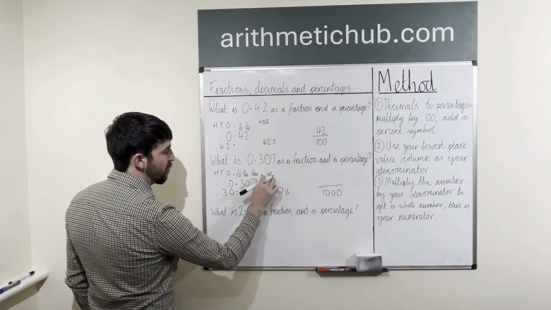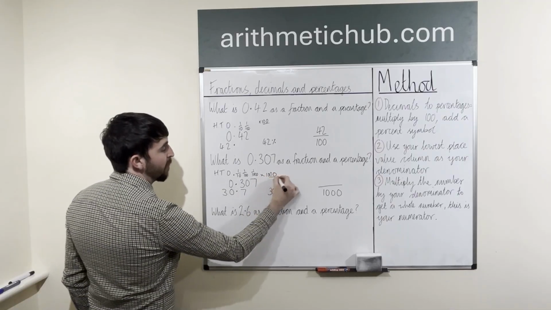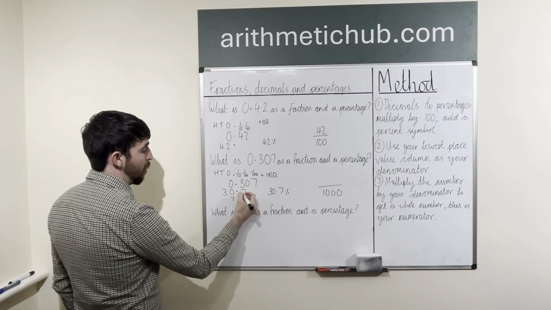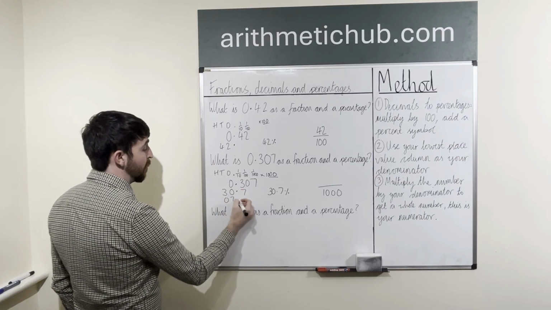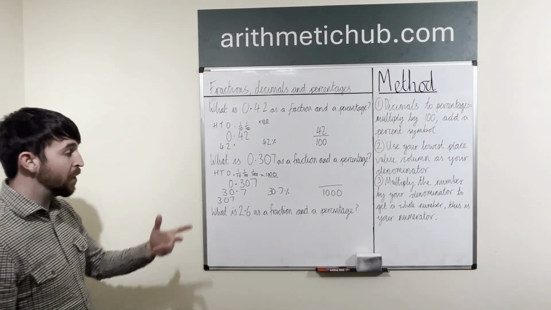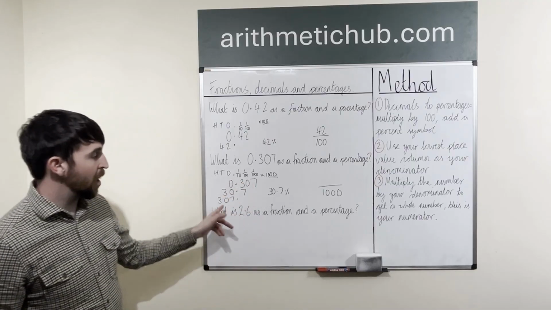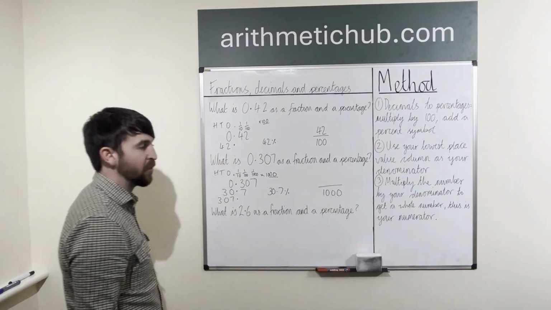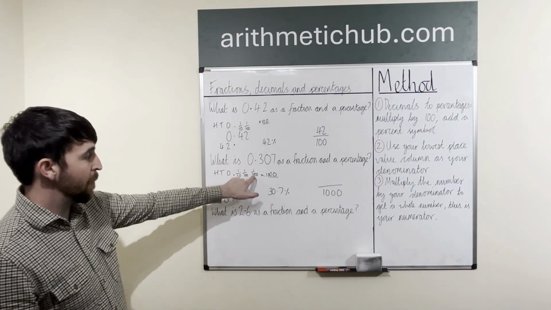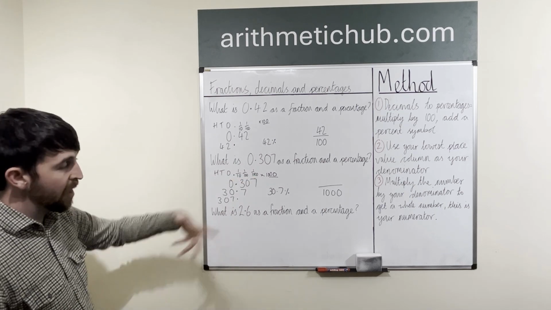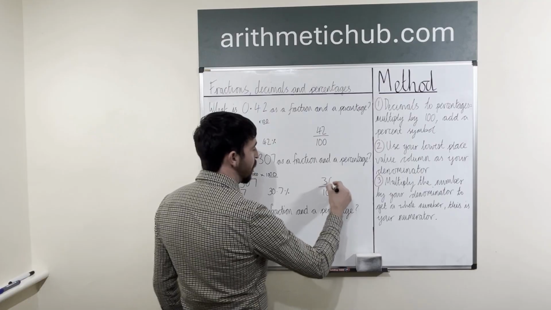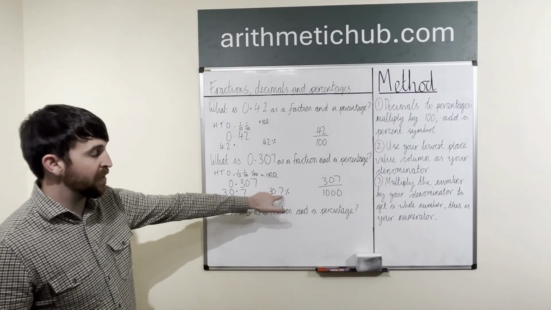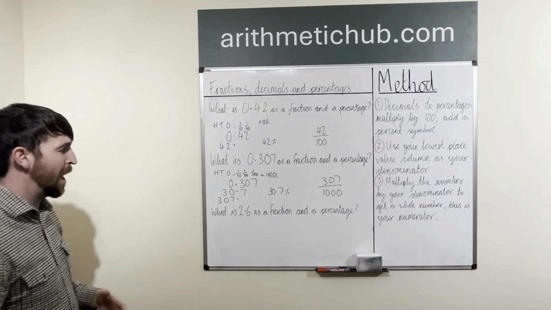If I'm multiplying by 1,000 rather than 100, I'm going to move it 3 times. Drop it down, I'm going to move it once, twice, 3 times. Drop it down, once, twice, 3 times. Drop it down, move it once, twice, 3 times. For 307. Okay, so multiply it by 1,000 to get a whole number, because it says multiply the number by your denominator to get a whole number. This is your numerator. My denominator was 1,000, so I've multiplied by 1,000. It's given me the whole number of 307. So 0.307 as a fraction and a percentage would be 30.7%, and 307 over 1,000.